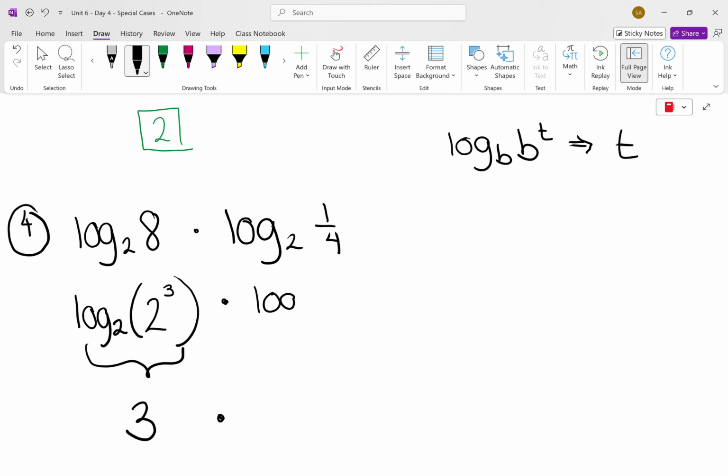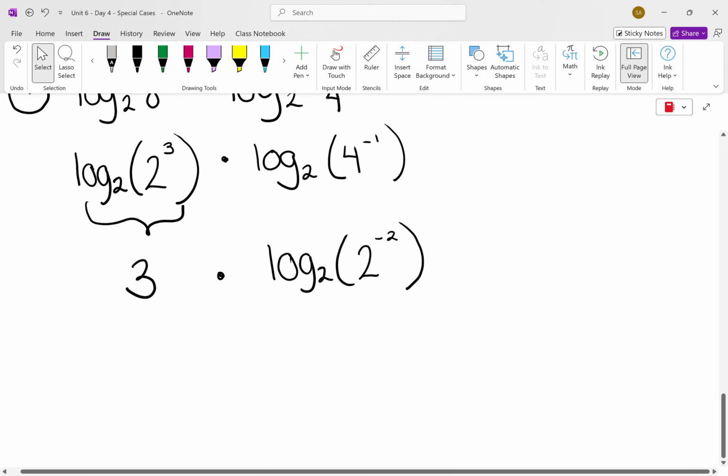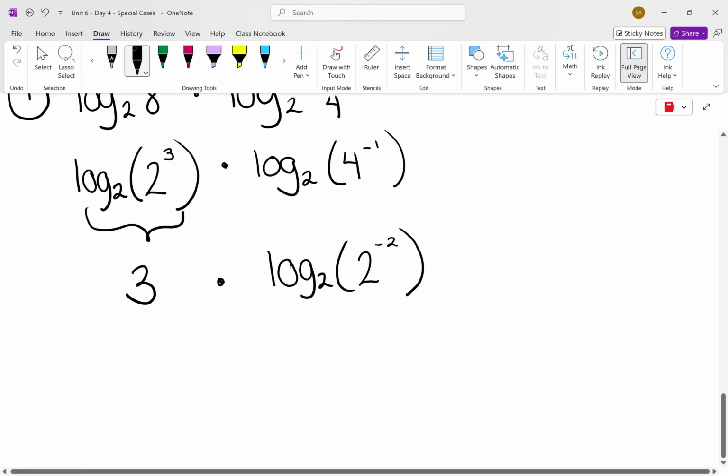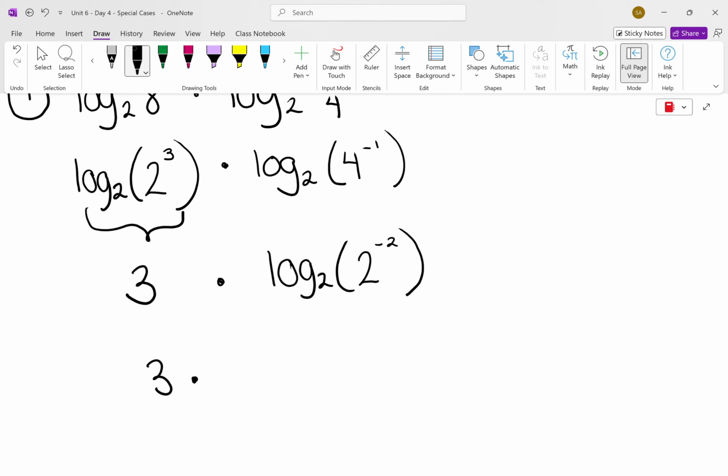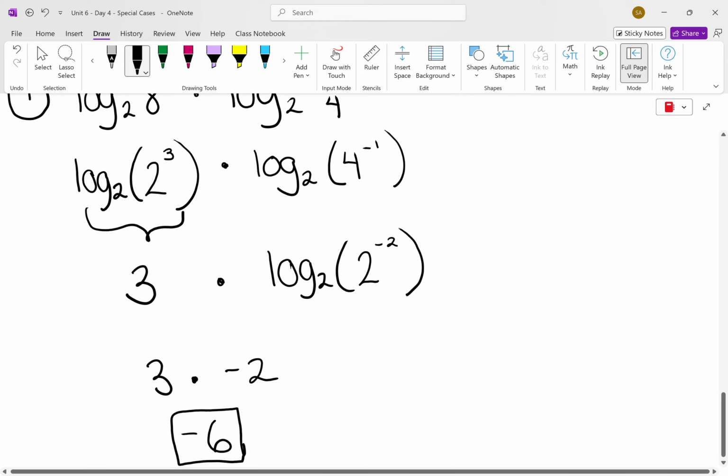Now on this side, it's a little bit trickier, but I can still manipulate it. This is going to be log base 2 of 4 to the negative 1st power. The first thing I did was change the fraction into a whole number with a negative exponent. Can I make 4 into a base of 2? We can. This is going to be log base 2 of 2 to the negative 2nd. And now, can I use the shortcut on here? Yeah. So this is going to be 3 times what? Negative 2, which is negative 6.